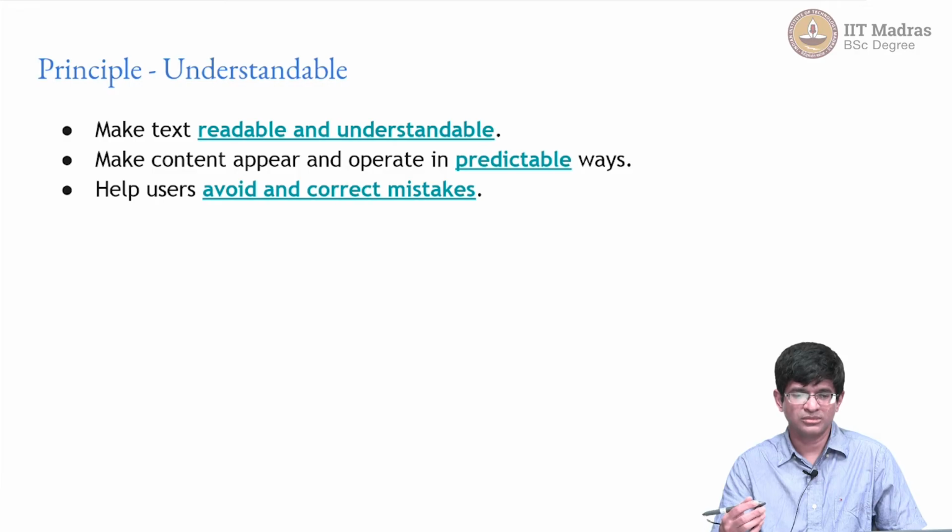Also make it easy for a person to avoid mistakes in what they are doing. For example, if you have a text box that expects a number as input, make it clear so that they can enter only numbers. Those kinds of simple things can help prevent mistakes and thereby make it easier for the user to interact with the system.